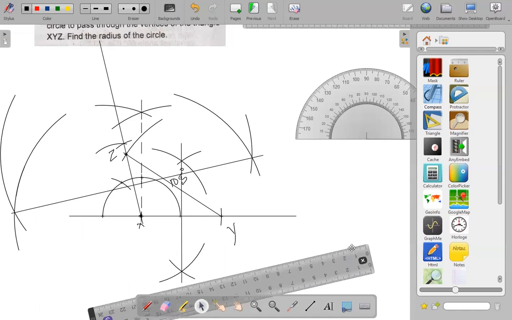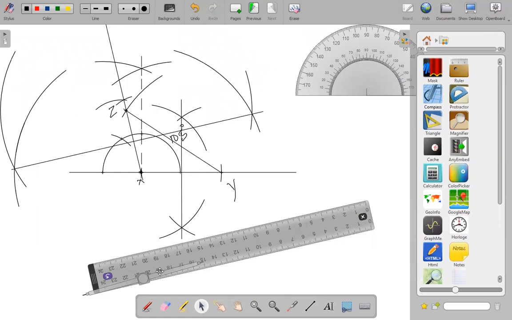Now, where these two perpendicular bisectors of line XY and XZ meet, we use that as the center of the circle to be drawn. Again, we need a compass to do that. This is the point of intersection of the two bisectors. We place the still point there, and then extend the pencil point to one of the vertices of the triangle. You can see, without me drawing the circle, that the pencil point is passing through the vertices of the triangle. So let's draw the circle now.